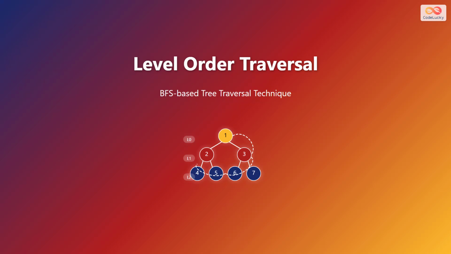Let's explore Level Order Traversal, a breadth-first search-based tree traversal technique. In Level Order Traversal, nodes are visited level by level, starting from the root. This approach ensures that all nodes at a given level are visited before moving on to the next level. As you can see in the illustration, the nodes are traversed in the order of 1, 2, 3, 4, 5, 6, and 7, following a level-by-level approach.